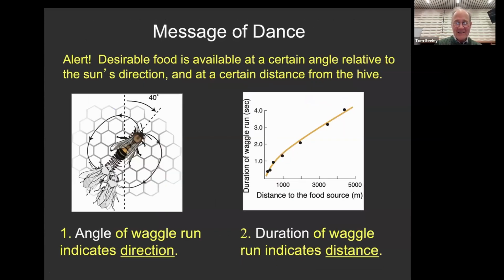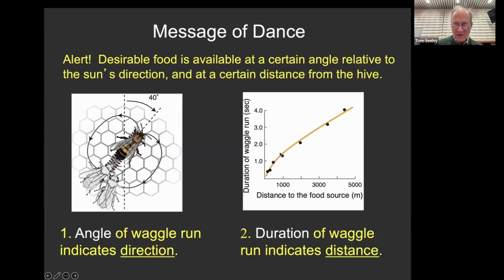And so he understood the message of the dance is: alert, desirable foods available at a certain angle relative to the sun's direction and a certain distance from the hive. That took a lot of insight to realize, and I don't have time to explain how he figured that out, but he noticed that as the sun moved during the day, the direction in which the bees oriented their waggle runs moved, and that gave him the clue that the sun was involved. Then he finally realized that straight up meant towards the sun and so forth.